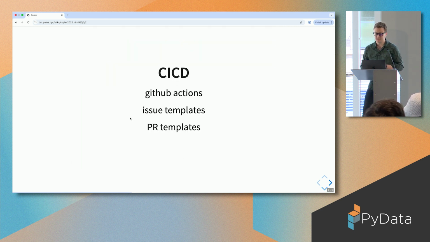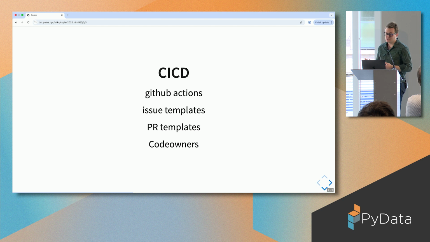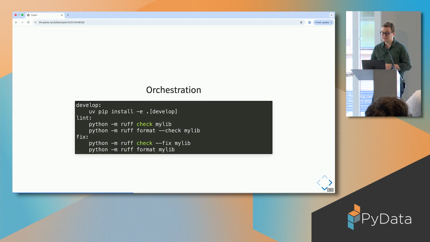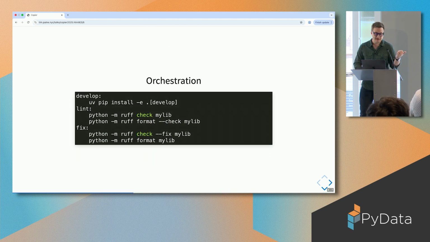For CI/CD, this is another big one. So again, if you're at an organization, probably your GitHub Actions are all going to be kind of the same. Your issue templates, your PR templates, code owners, things like that, you're always going to want to start from a template. So we need to be able to specify that these things are all the same. I use makefiles a lot for orchestration. So again, basically all of my libraries look like this. There's how do I install this thing? How do I run the linter? How do I run the auto fixers? Stuff like that.